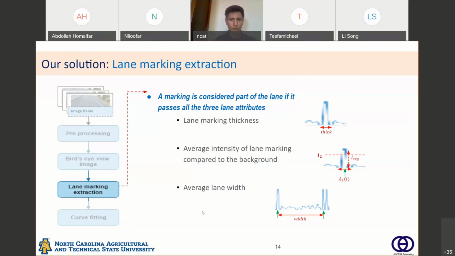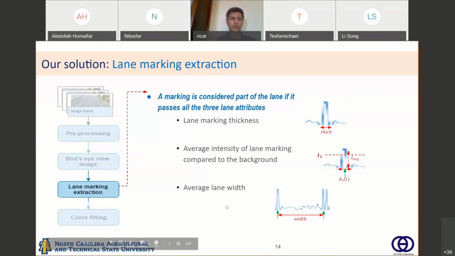There's also average lane width. Most of the time, of course, in our method, we assume that the lane lines are parallel. It may not be correct all the time, but I would say more than 90% of the time, this assumption is correct. The lane lines are usually parallel. So that means the width between two lane boundaries is constant, and even in standard units, this is known.